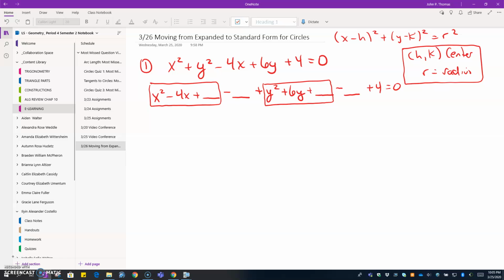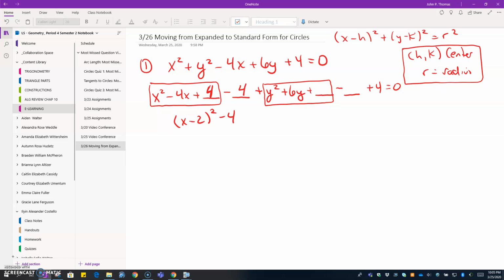From yesterday, remember the rule is half the middle term squared. For the x terms, the middle term is negative 4x. Half of negative 4 is negative 2. If I square that, I get a 4. So this first blank, we're going to be putting a 4 in. Now if I add 4 to keep things in balance, I also have to subtract a 4. At that point, we could change this piece to x minus 2 quantity squared minus 4.